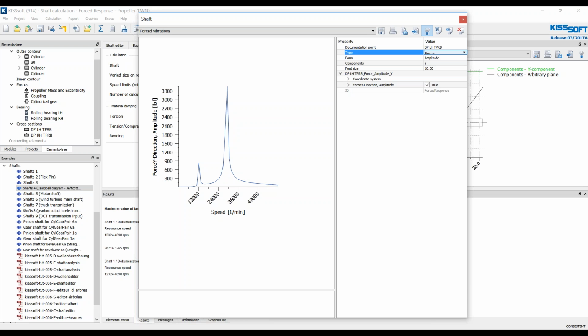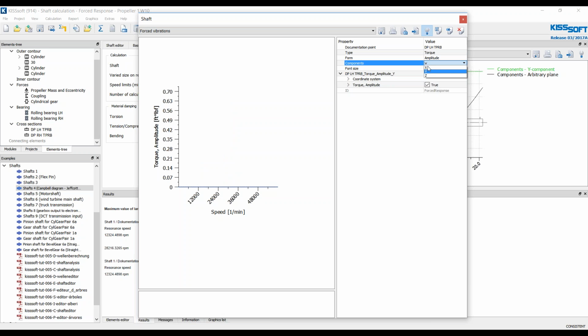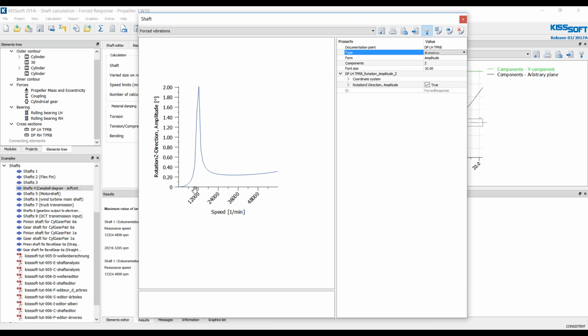There's other things you can pull out of here for information. You can pull out the torque. Look at the X and the Z components of the torque. You can also look at rotation if that's something that you're interested in. So that might be some torsion stuff. You can also look at the minor semi-axis of orbit, whirl. So this is some information that you can pull out of here and use.